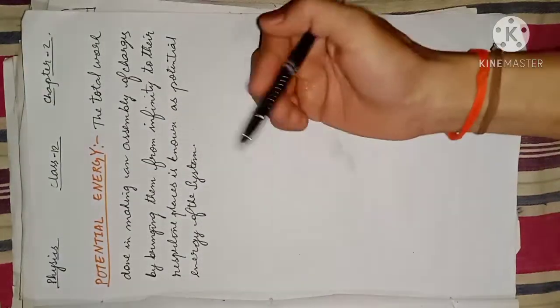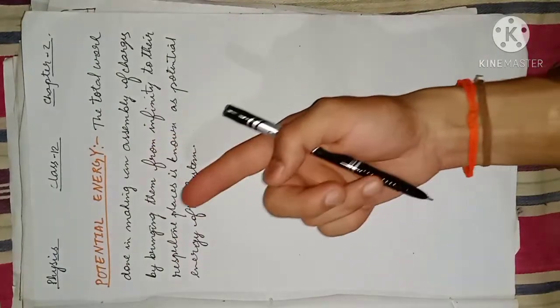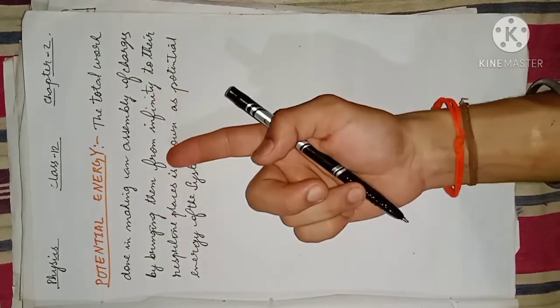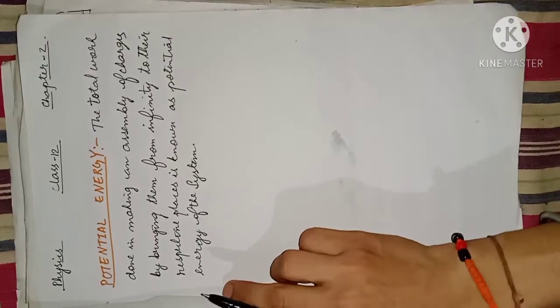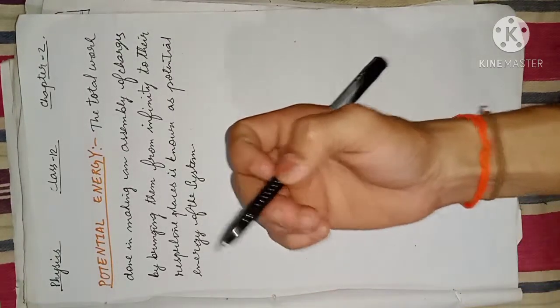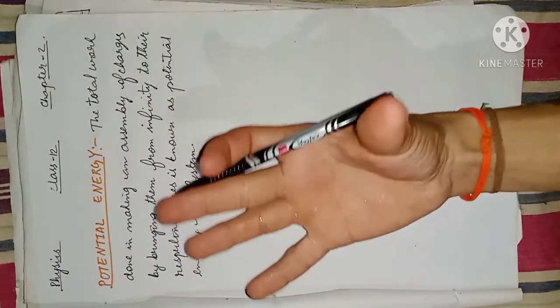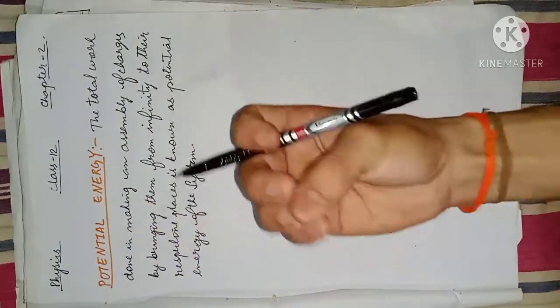Potential energy is of two types. One is positive potential energy and the other is negative potential energy. So what is meant by positive potential energy? Positive potential energy means which are repulsive, and negative potential energy means which are attractive.